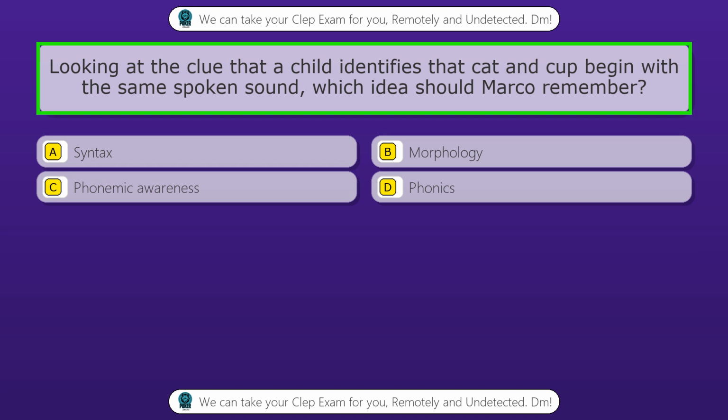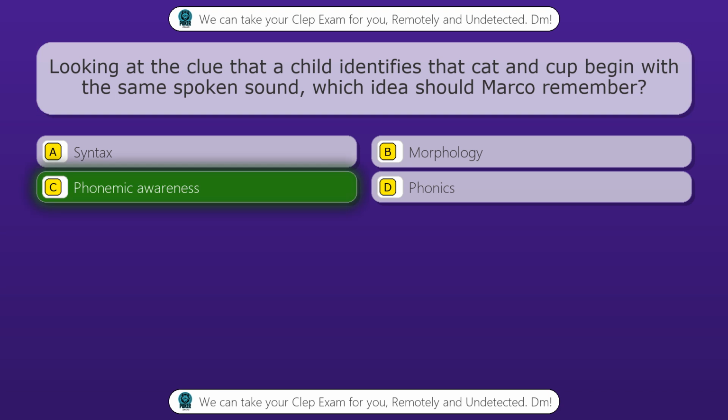Question 81. Looking at the clue that a child identifies that cat and cup begin with the same spoken sound, which idea should Marco remember? Option A, syntax. Option B, morphology. Option C, phonemic awareness. Option D, phonics. The correct answer is option C, phonemic awareness.